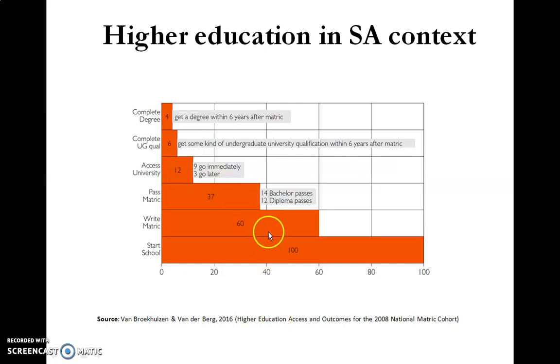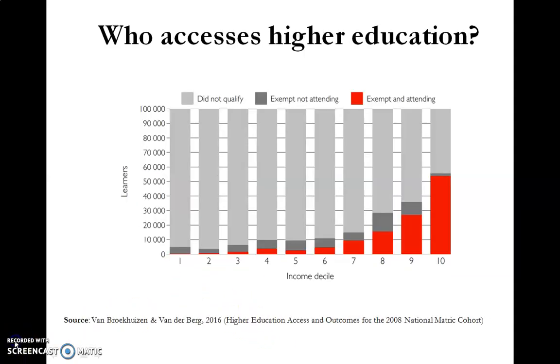6% were able to get some kind of undergraduate university qualification within 6 years after Matric, and 4% got a degree within 6 years after Matric. So you guys fall within this 4% group if you were in the cohort of this study. So you can see you are in the minority and in a very privileged position in the South African context with regards to higher education.